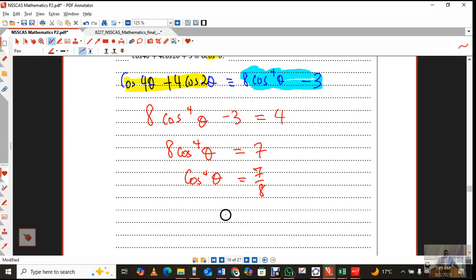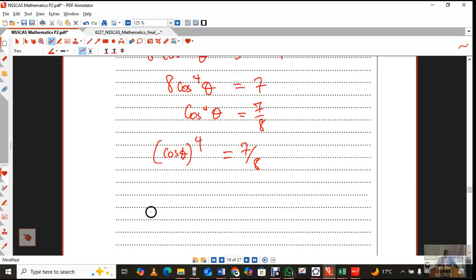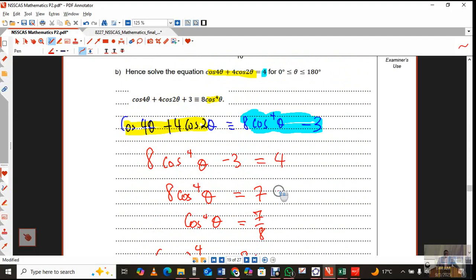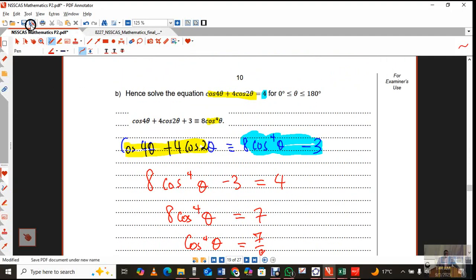So this is the same as cos theta raised to the power 4. So in order for me to get rid of that power, I must take the, you guessed correctly, it's an even root, so I must take the positive and negative 4th root of 7 over 8. Right. So that's a horrible decimal. What is the domain? They give us a domain between 0 and 180. So let's just bring that also down.